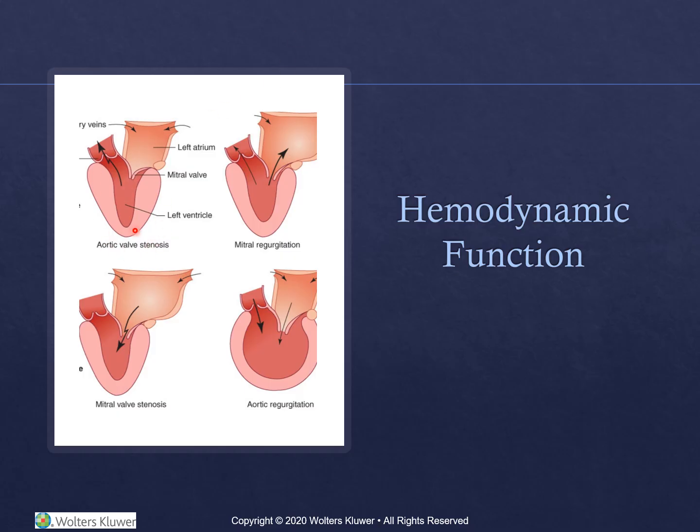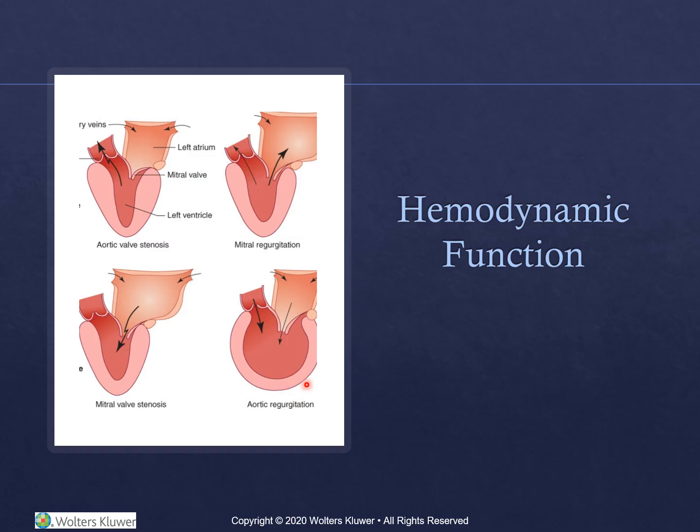So aortic valve stenosis is right here. The forward flow of blood should move out of the left ventricle, up into the aorta. And in this case, it can't. So we get an increase in blood in the left ventricle, which can also back up into the left atrium. Here in mitral regurgitation, we get this backward flow across the mitral valve back into the left atrium.